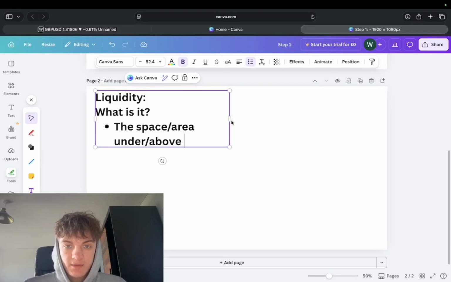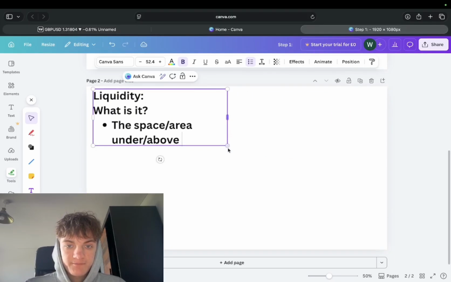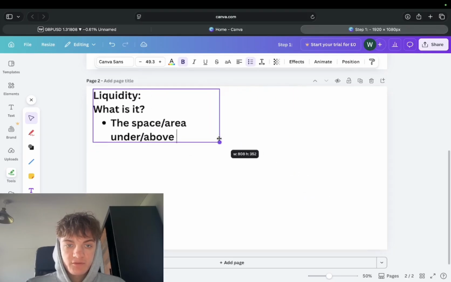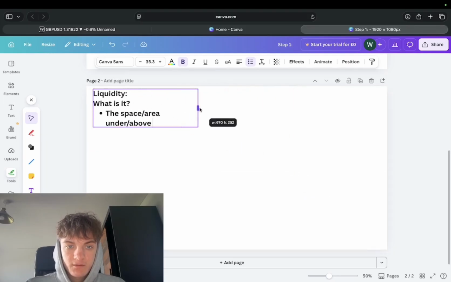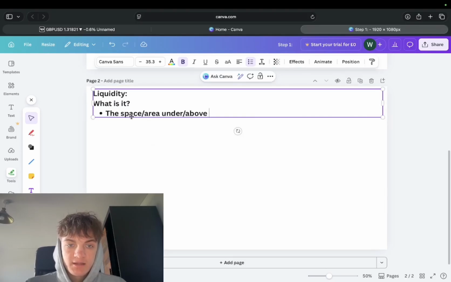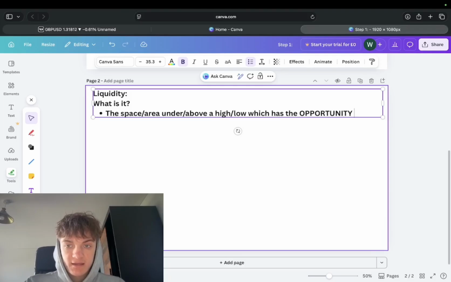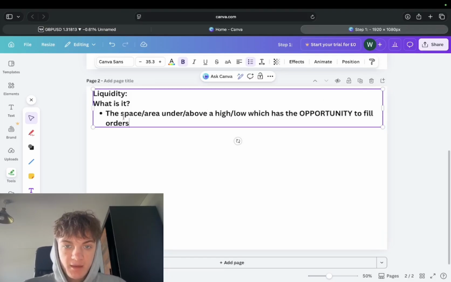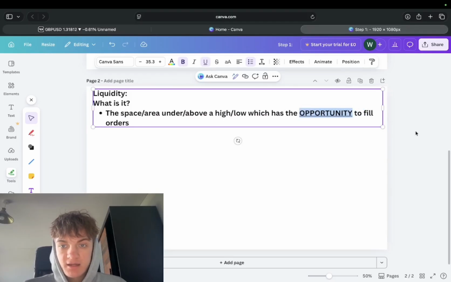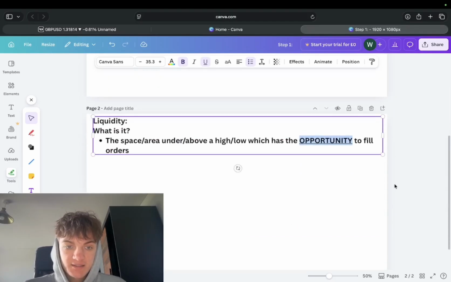Let me make this a bit bigger. All right. The space or area under or above a high or low, which has the opportunity to fill orders. Okay. Keyword: opportunity. There's a reason it's in caps and underlined. It's the opportunity to fill orders.